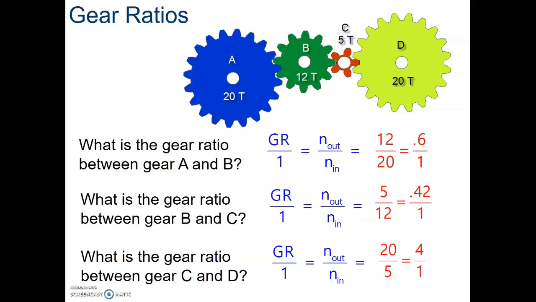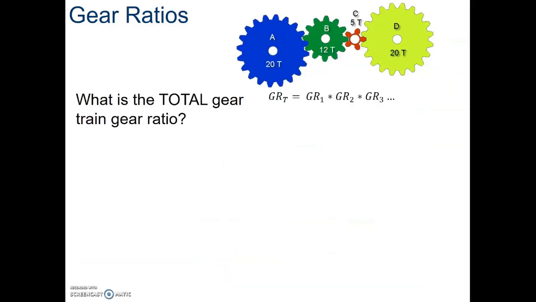So when we have that gear train, what we can do to find the overall gear ratio is take all of those values and multiply them together. So I can take the gear ratio between A and B times the ratio between B and C times the ratio between C and D, and I come up with a value of 1. Okay, a little underwhelming, but all right. So that is our total gear train ratio.